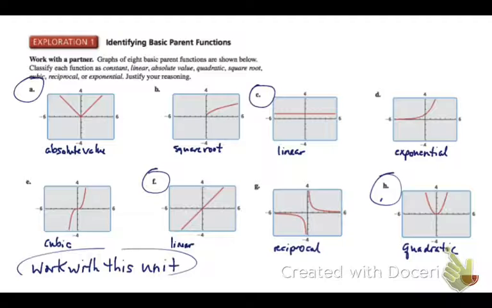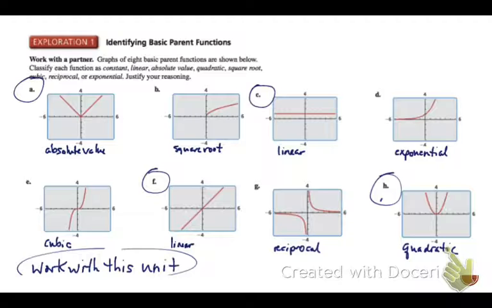F, of course, is a line. It's going through the origin, and so it is a linear function. G is probably a new function to you. It is called a reciprocal function. And then finally, we've got on H a quadratic function.